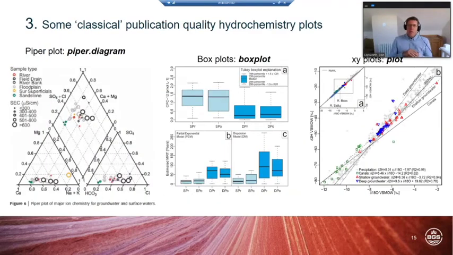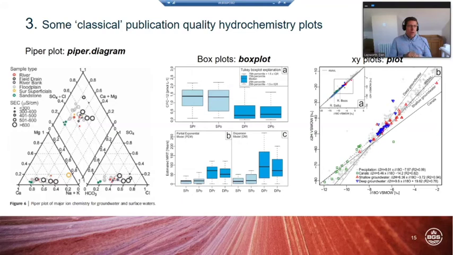So the third panel just shows a few examples of more classical hydrochemistry plots that I've used to produce publication quality plots. So on the left is your classic Piper plot, which shows the type of water in terms of its hydrochemistry, and how that relates to the salinity. So the larger the point within that ternary plot, the higher the salinity. So you can produce some of these fairly classical hydrochemistry plots within R.